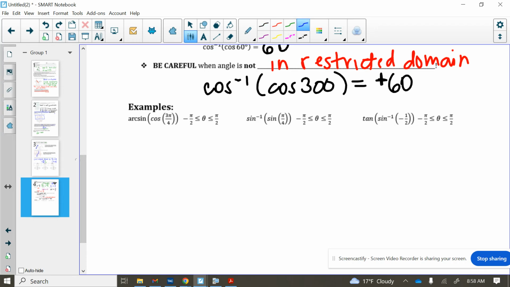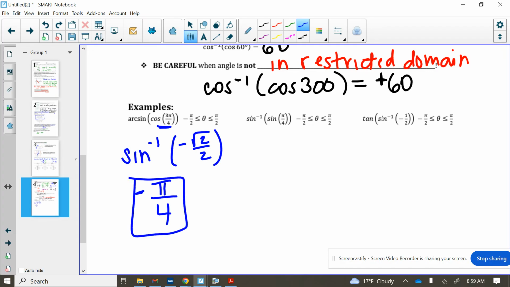So for each of these, we are looking for the composition answer. Again, we always start with the inside. So remember, another way of saying arcsine is sine inverse, and then it wants the cosine of 3 pi over 4, which is negative square root of 2 over 2. And then if we check out sine inverse of that, that's going to end up being negative 45 degrees or negative pi over 4 radians.